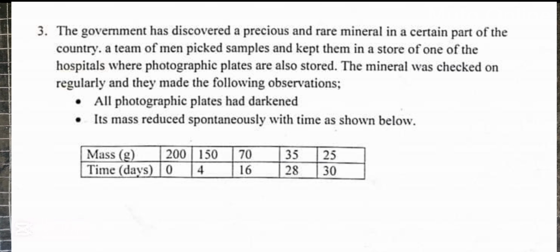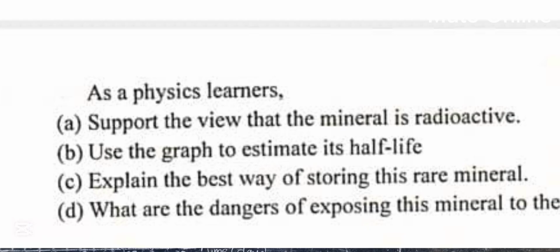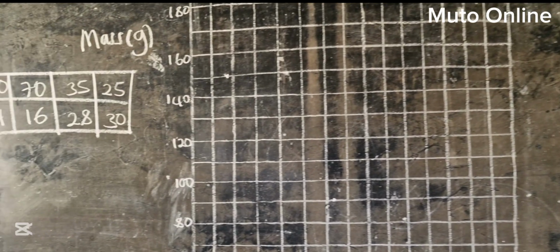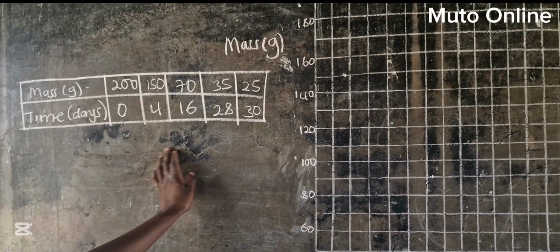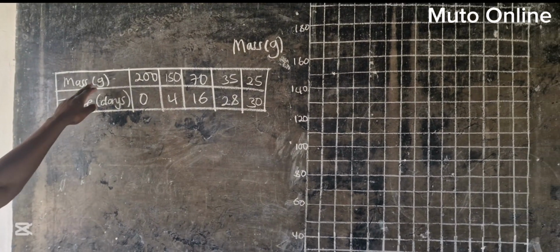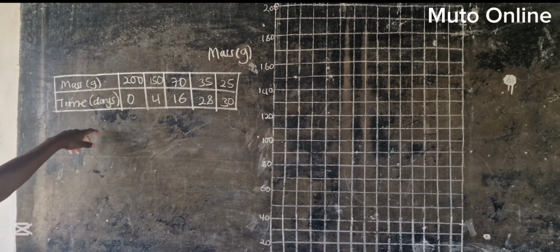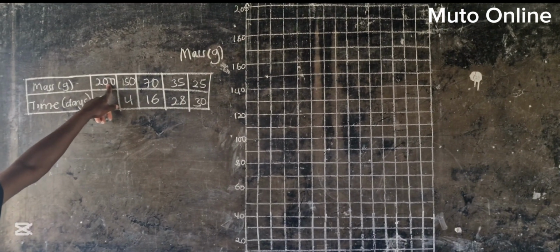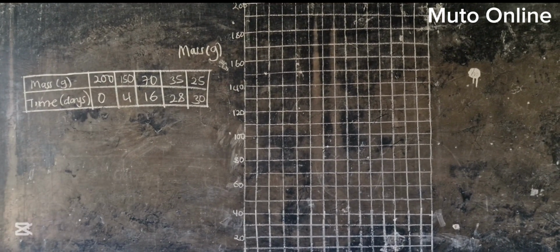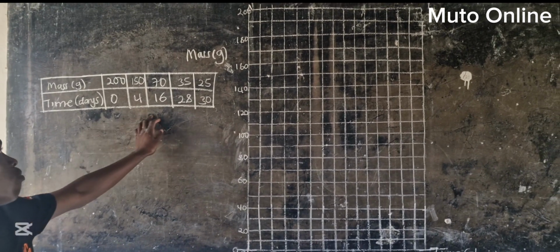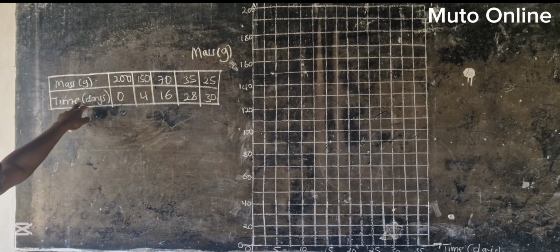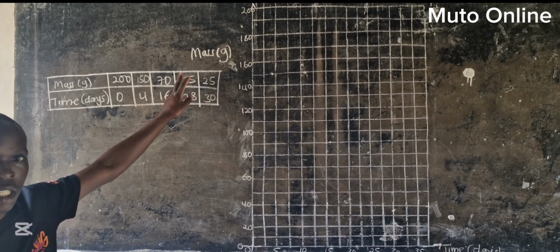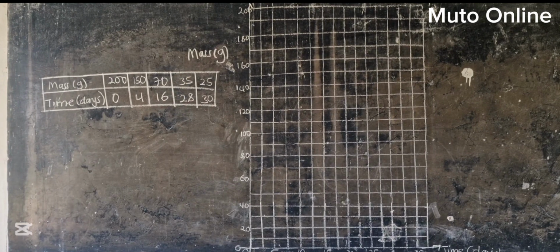So we have the table showing the spontaneous disintegration of this rare mineral. This is the table. It has the mass and then the time. Initially, when the time was 0, it was measuring 200 grams. Then as time went on, the mass spontaneously reduced.